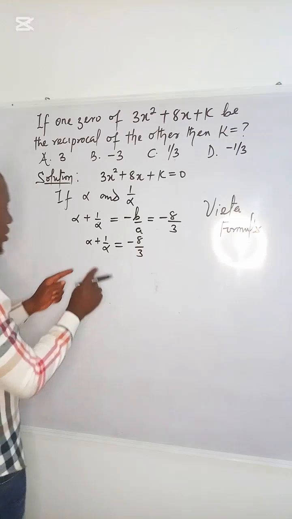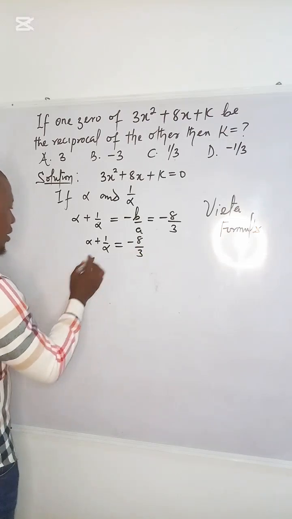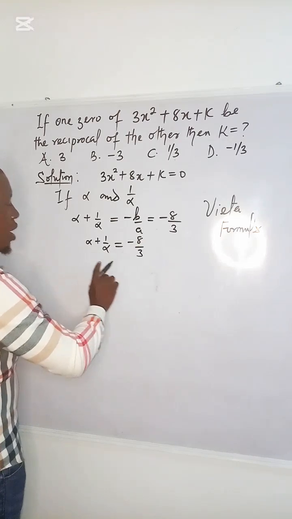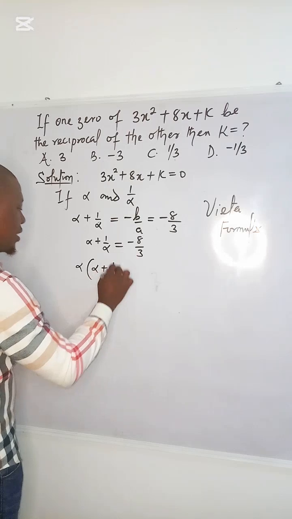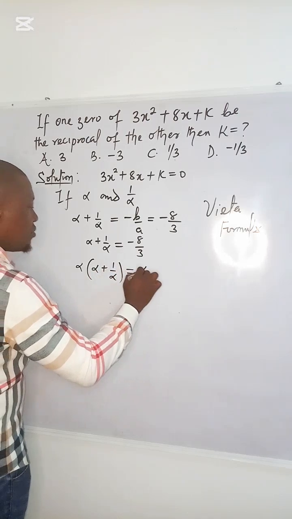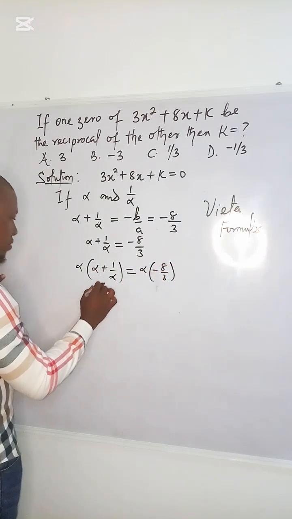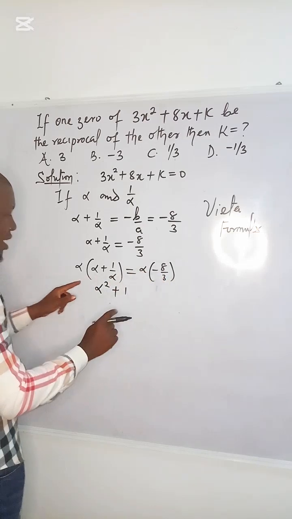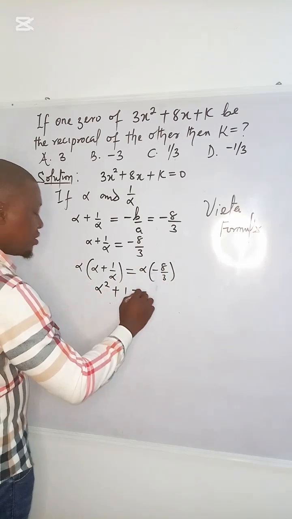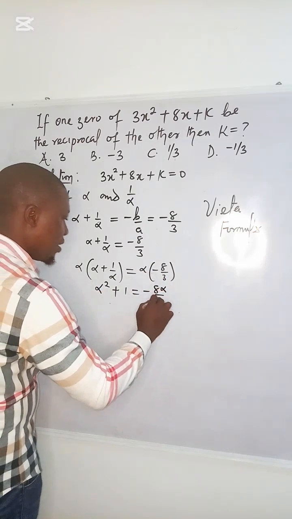Now let's solve this. We have only one unknown, alpha. Alpha can be multiplied to every side, to make sure that the fraction goes away. This turns to alpha square plus 1. When I expand this, alpha times 1 over alpha is 1. So this is equal to negative 8 alpha all over 3.